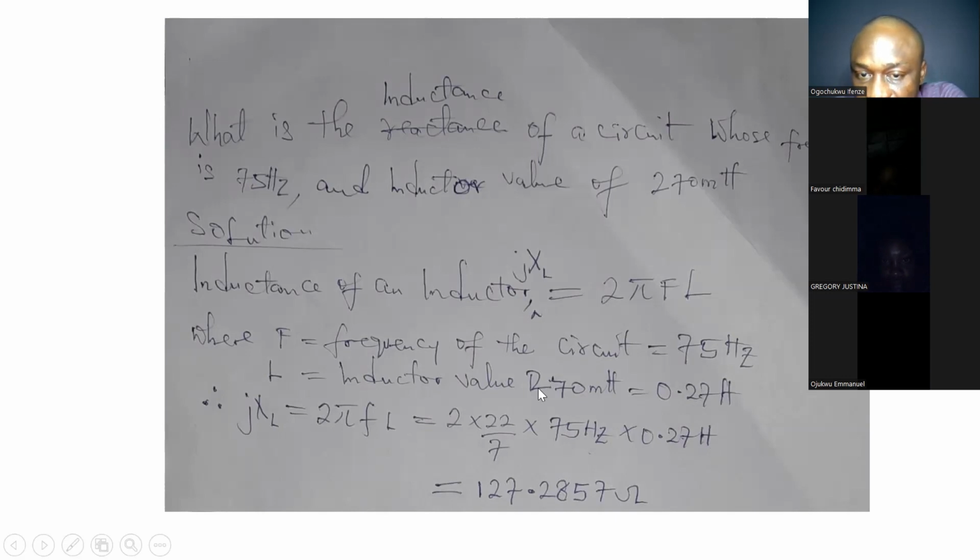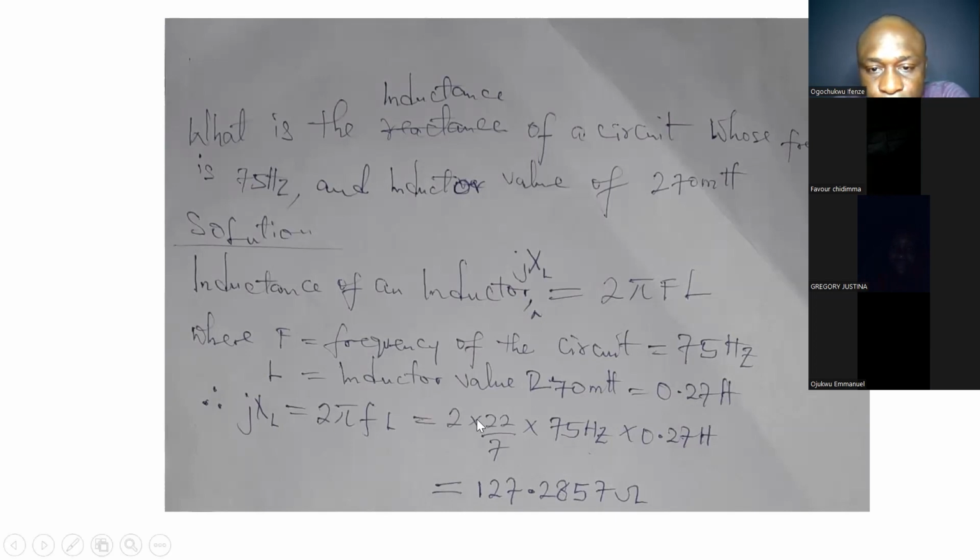When you convert this milli, it's going to be 0.27. When something is in milli, it means that you should divide it by 1,000. When something is in micro, it means that you should divide it by 1 million. Are you following me? When I say are you following me, you unmute your mic and talk. Yes, sir. You can mute it back. Yes, sir.